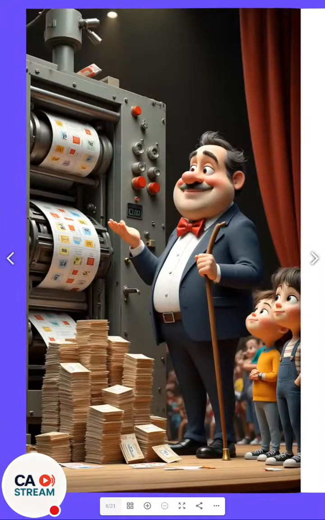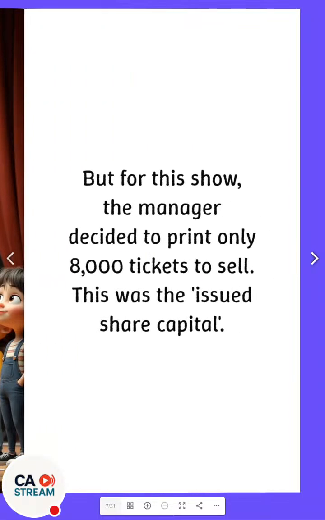Now assume, even though 10,000 seats are there, the company now would like to sell only 8,000 tickets. 8,000 tickets issued. That means this is the issued capital. The company is eligible to issue 10,000 shares, sir. But right now the company is issuing only 8,000 shares to the public. This is nothing but the issued capital.